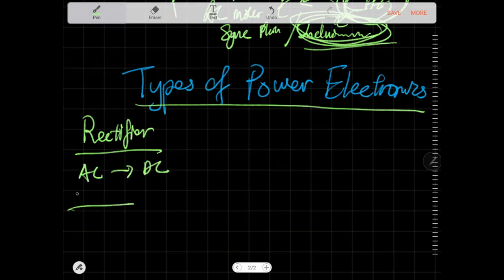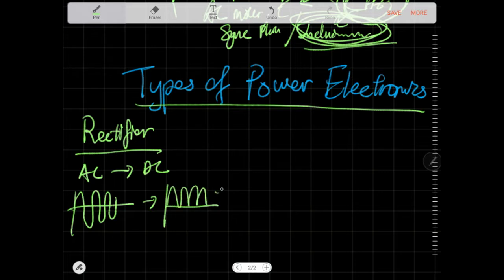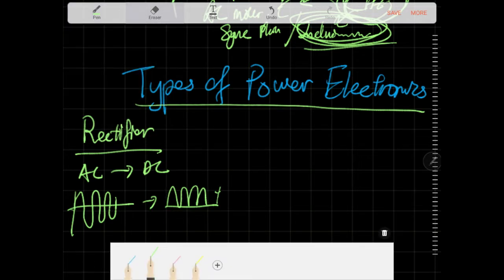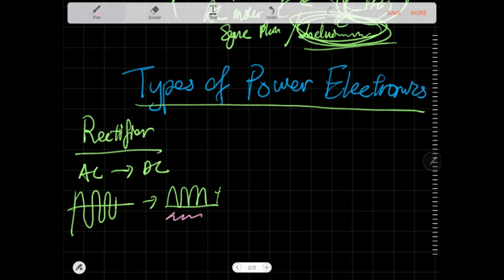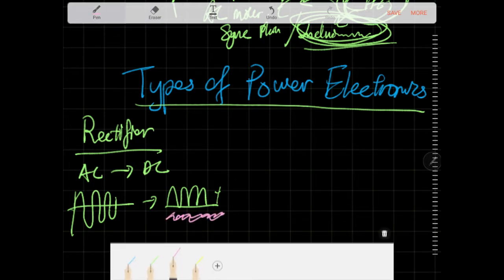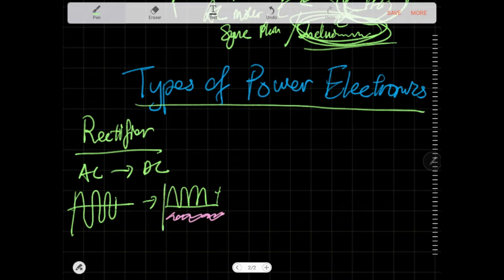An AC wave is something like this, and it changes into DC, which is a pure rectified wave. So everything's on the positive side. There's nothing here. Everything is just positive now. In a sense, it is all direct current because everything's above zero, and you can just average it out using a capacitor, inductance, or whatever. So that's a rectifier, AC to DC.